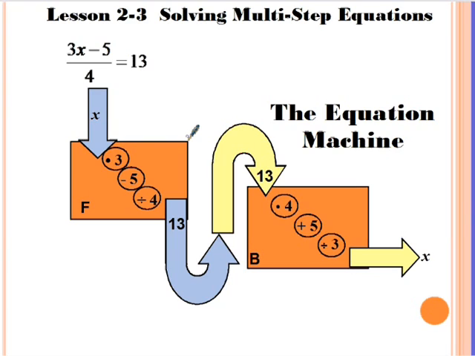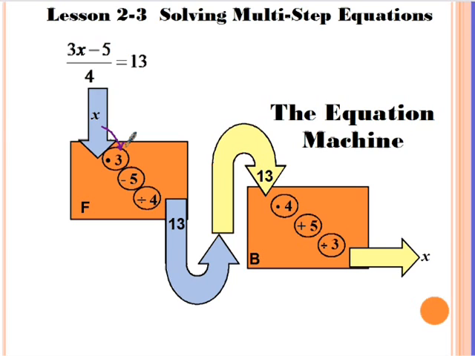We take our number x, right? And in this equation, 3x minus 5, all over 4, equals 13. The first thing that happens to x is that it gets multiplied by 3. Right? And then after that, 5 is subtracted from it. And then after that, the whole thing is divided by 4, and we end up with 13.